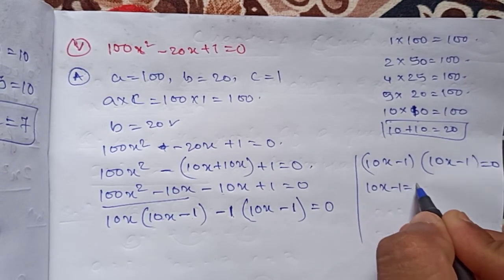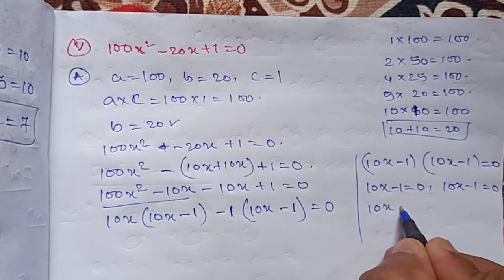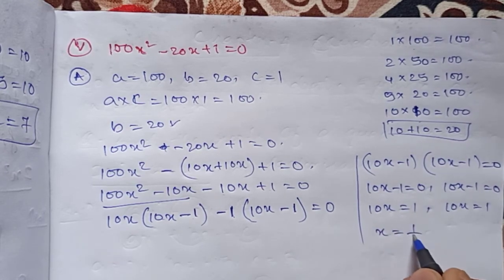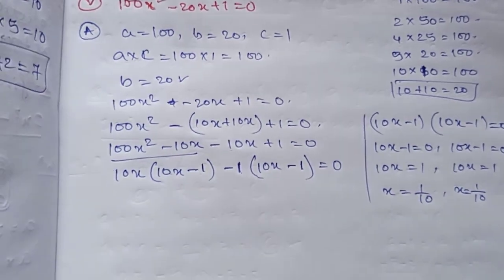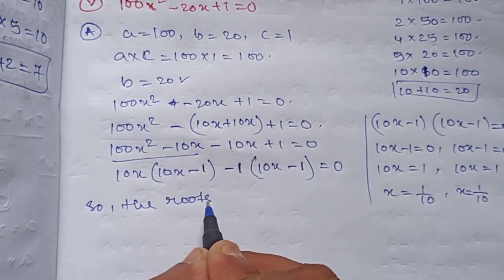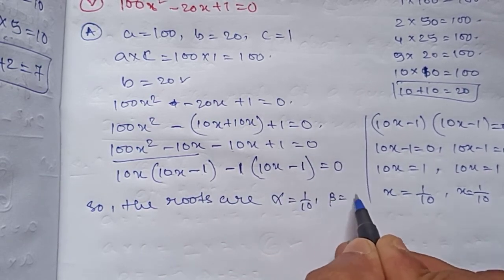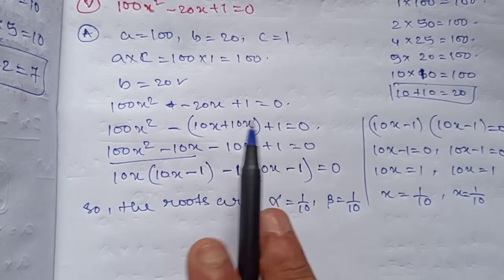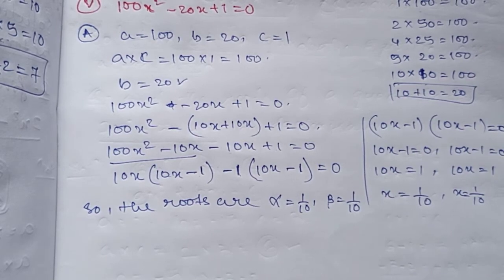10x minus 1 equals to 0, 10x equals to 1, x equals to 1 by 10, again x equals to 1 by 10. So the roots are alpha equals to 1 by 10, beta also equals to 1 by 10. So the roots of this quadratic equation are 1 by 10 and 1 by 10. Okay, next bit. Now sixth bit.